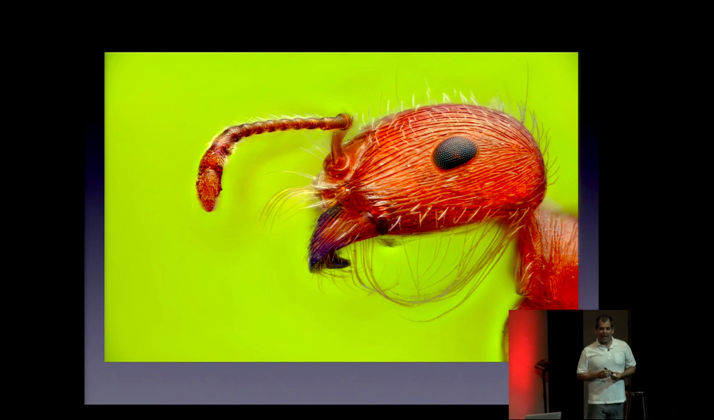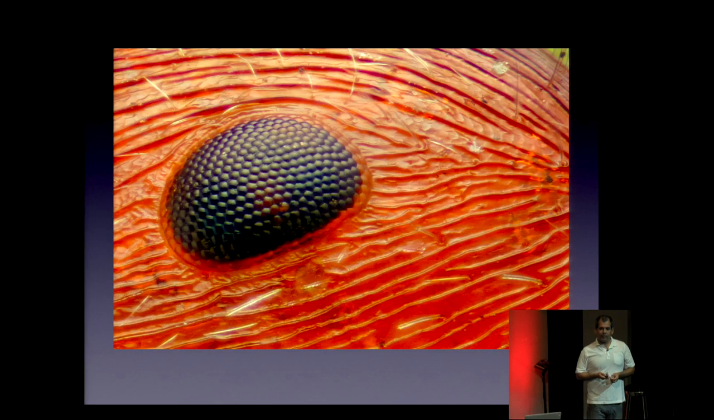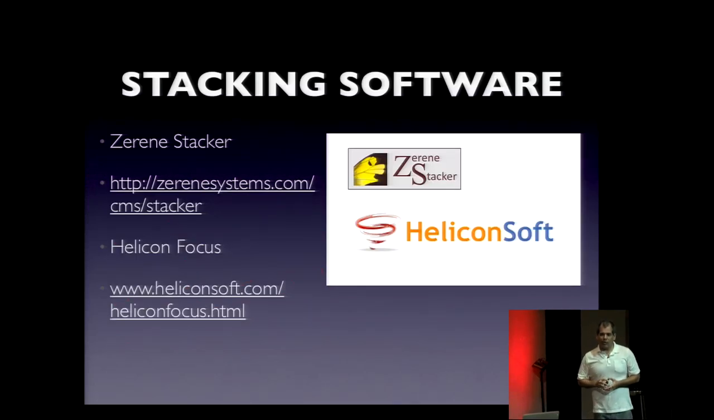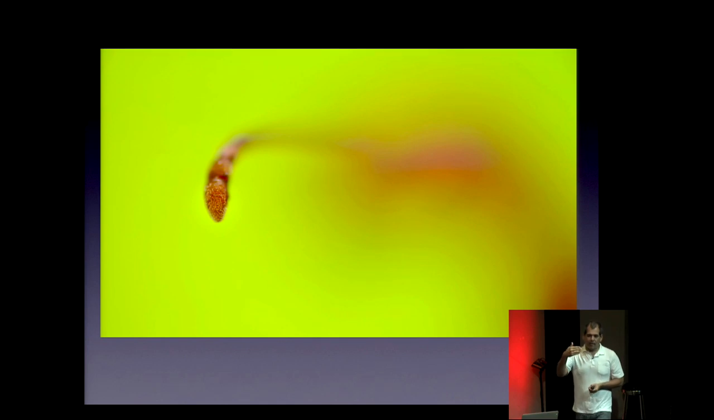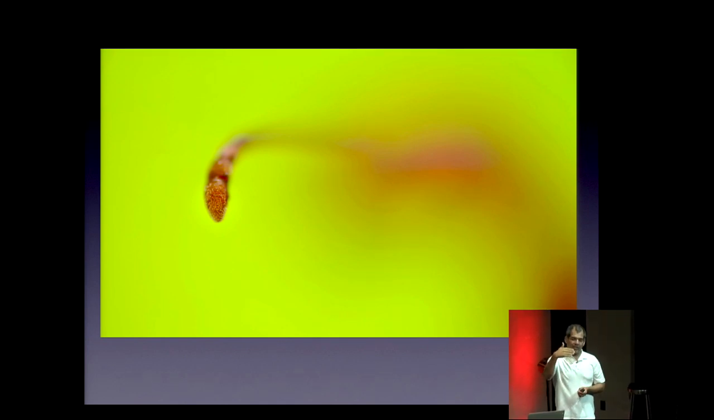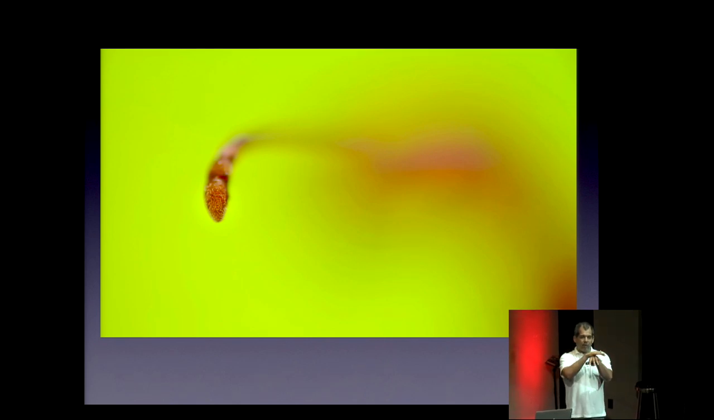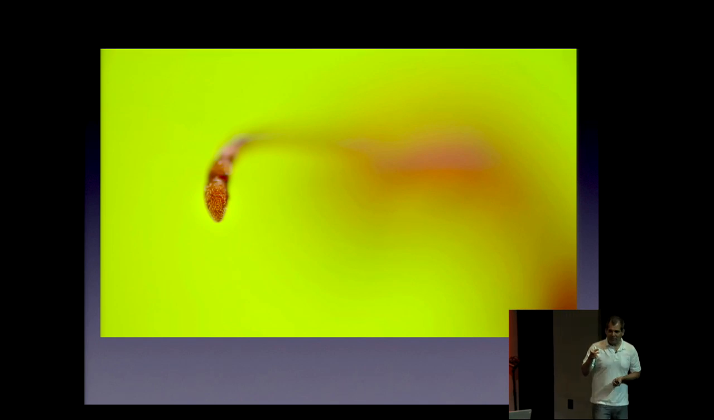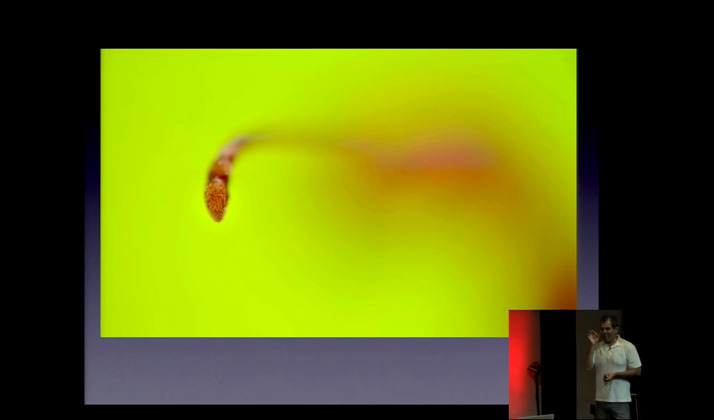So that's the ant's head. I believe that's 10x. And that's a close-up of the detail. I use what's called stacking software. I use Zerene, and I also use Helicon Focus. So what you're able to do is take slices. For that ant head, I took, I think, about 80 pictures. You take 80 slices, and the software blends them together because that's the depth of field that you're dealing with at 10x. You're talking tenths of a millimeter.